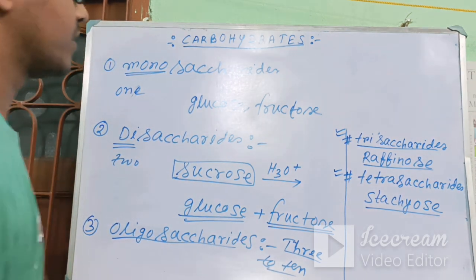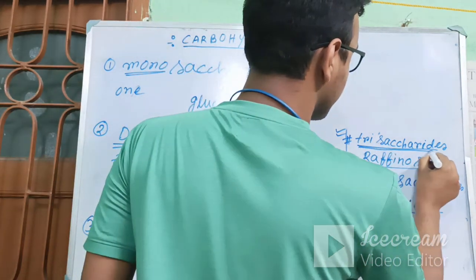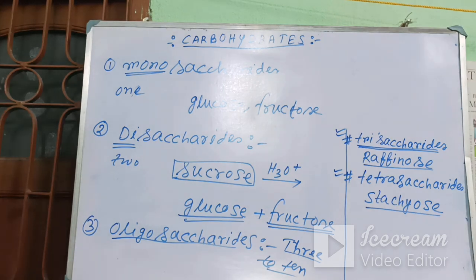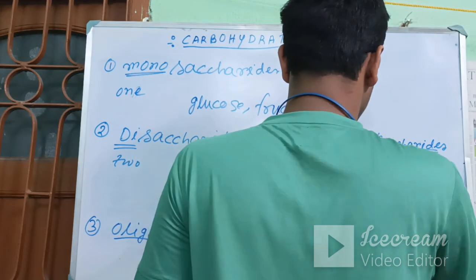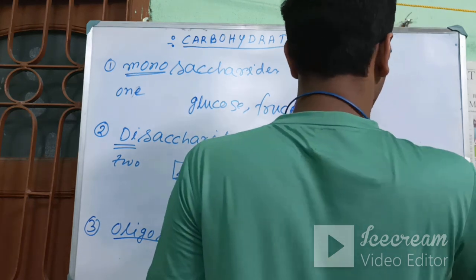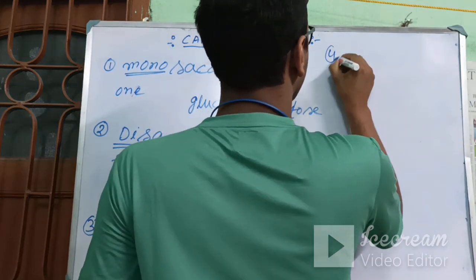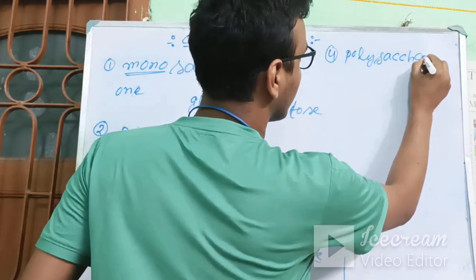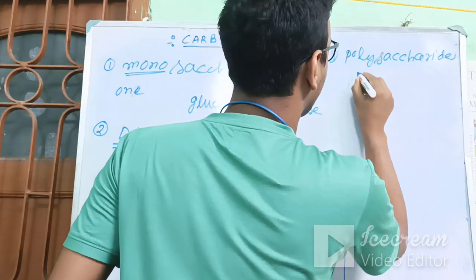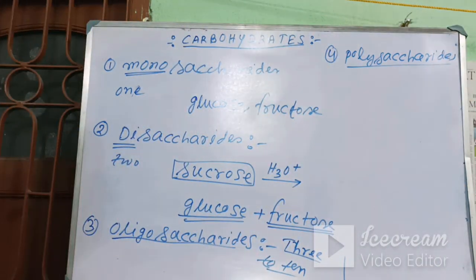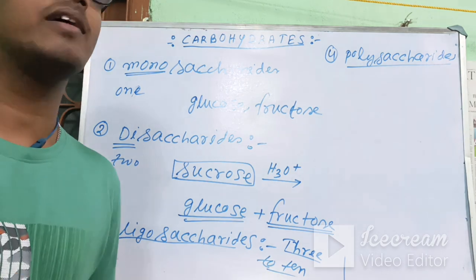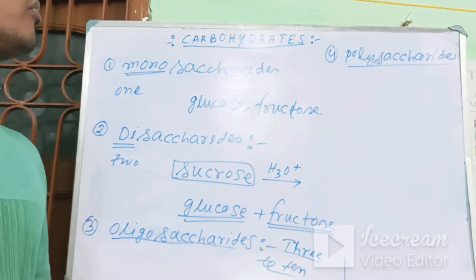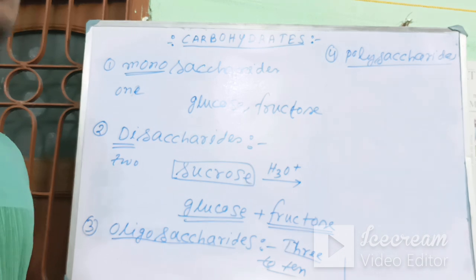These are in the domain of the oligosaccharide compounds. And the fourth one is the polysaccharides. What is the definition of the polysaccharides? The polysaccharides are the class of carbohydrate compounds which on hydrolysis yield a large number of monosaccharides.